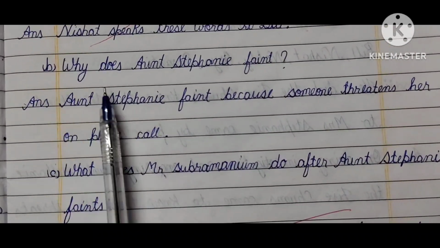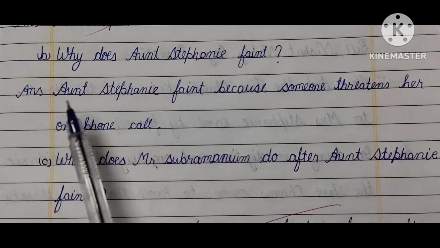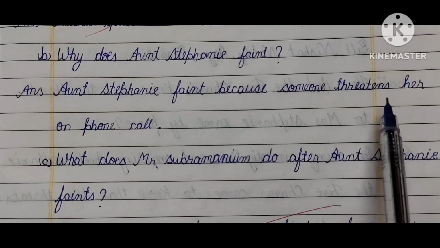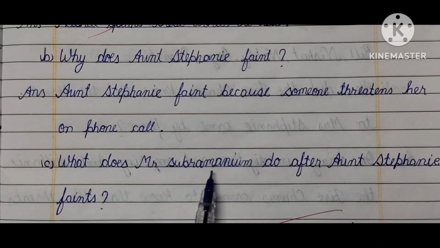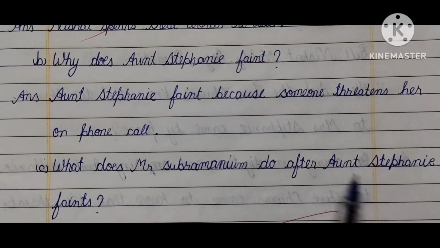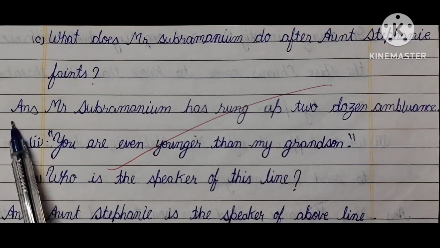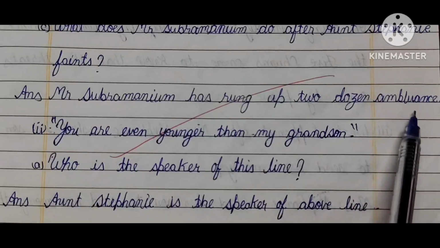B. Why does Aunt Stephanie faint? Answer. Aunt Stephanie fainted because someone threatened her on a phone call. C. What does Mr. Subramaniam do after Aunt Stephanie faints? Answer. Mr. Subramaniam has rung up 2 dozen ambulances.